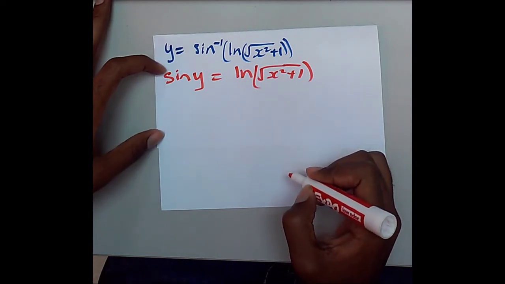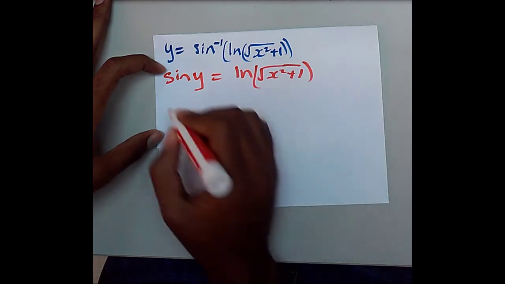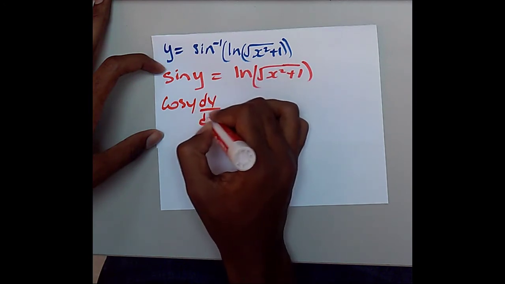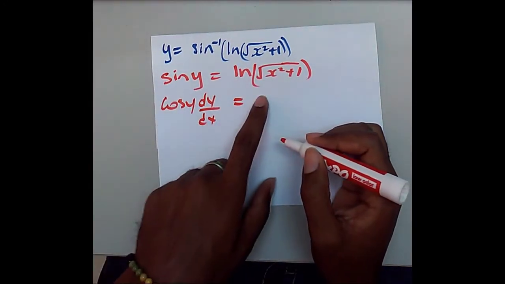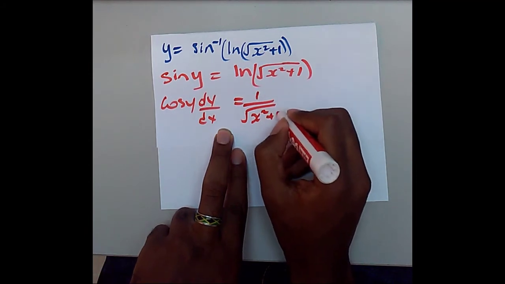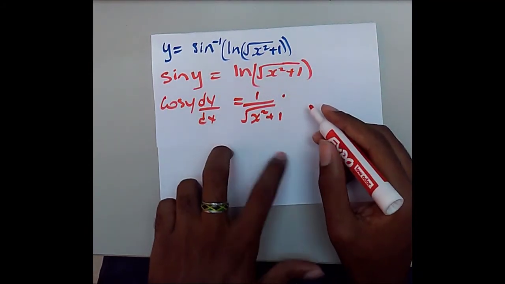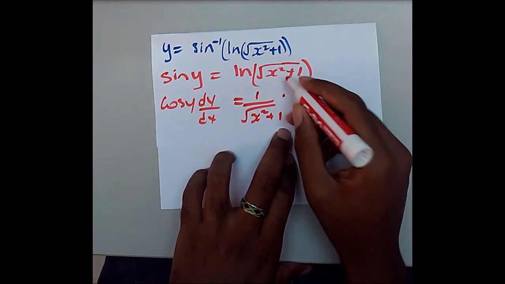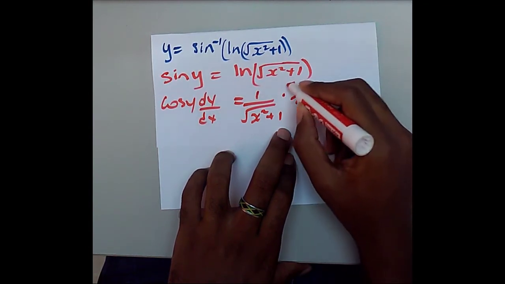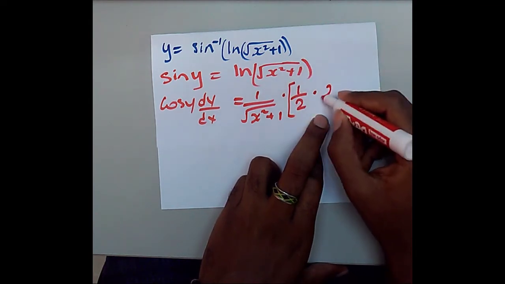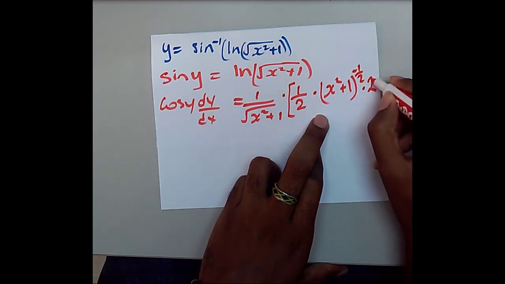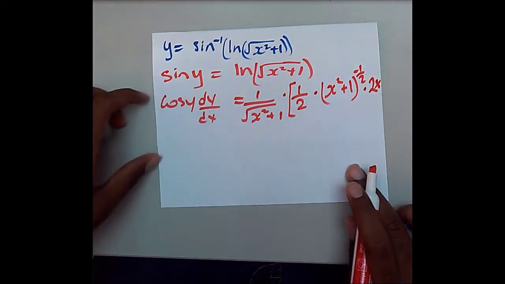Since we are differentiating with respect to x, the differential of sine y gives us cos y dy by dx, is equal to the differential of ln square root of x squared plus 1, which is 1 over the square root of x squared plus 1 times the differential of what's inside the bracket, which is x squared plus 1 raised to the half. That's a half times x squared plus 1 to the minus a half times 2x.